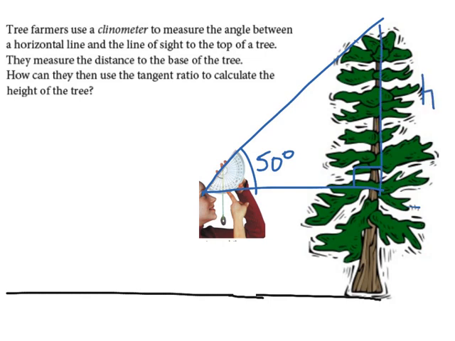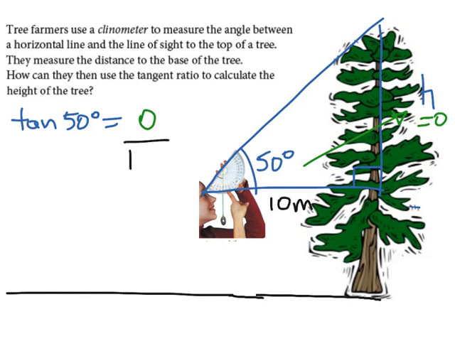So let's say I'll give you an arbitrary value of 10 meters as the distance from the eye to the tree. Let's use a trig ratio to find this height. So we know that tan of this angle, 50, is equivalent to opposite over adjacent. Again, this height of the tree is unknown, so it's opposite, and the distance from the eye to the tree is 10.